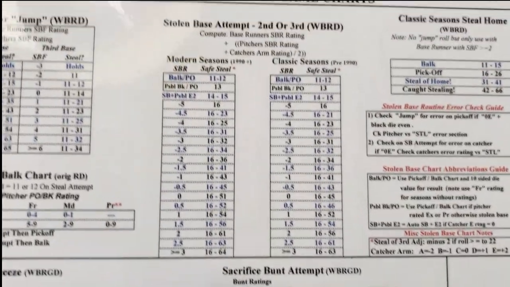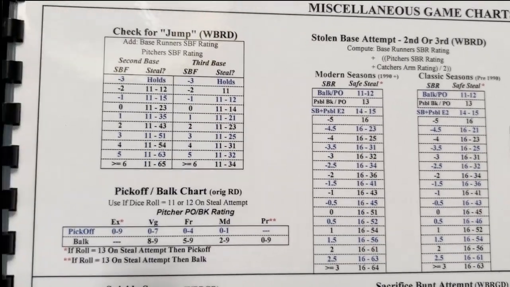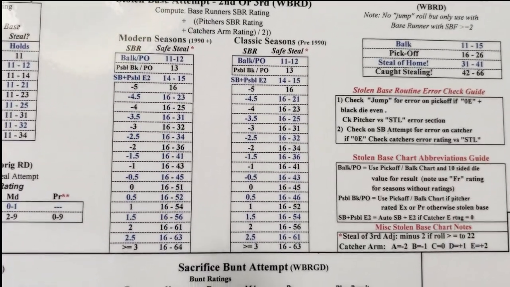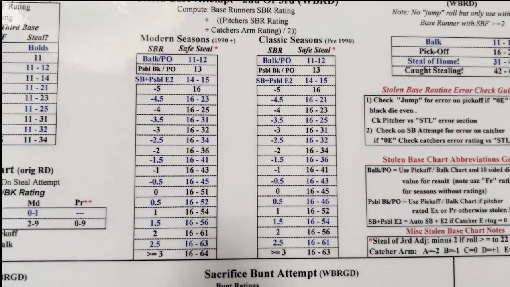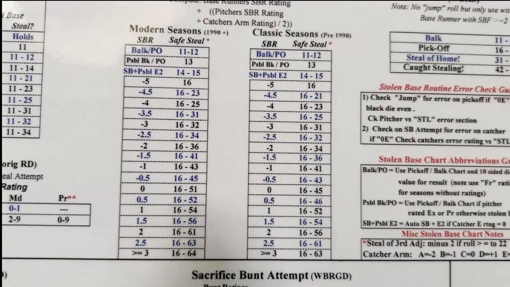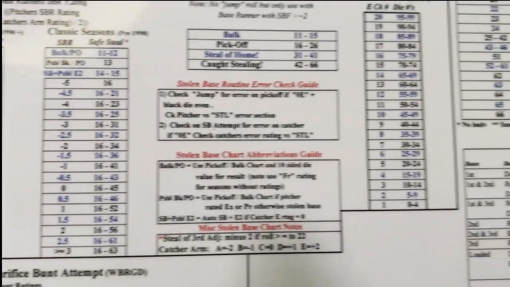You've got a bunch of charts for stolen bases up here. You have a chart to check for a jump. You have a pickoff chart. You have 2 different stolen base charts for does the runner make it safely. One for modern seasons where there are more stolen bases, and one for classic seasons where it was a little harder.